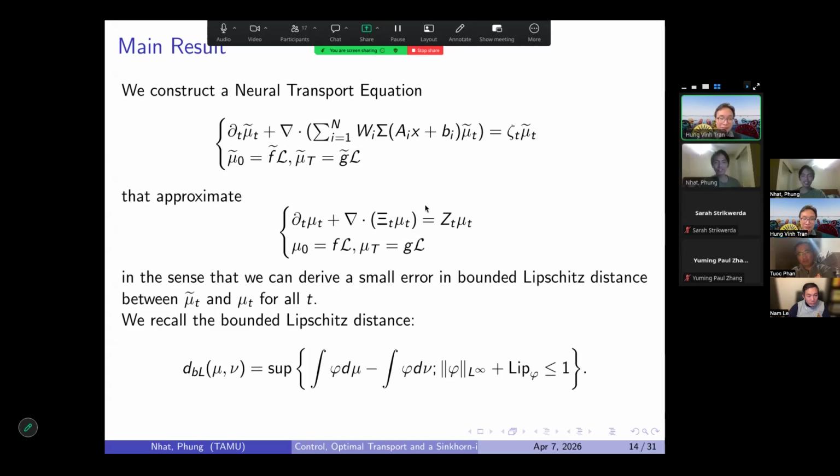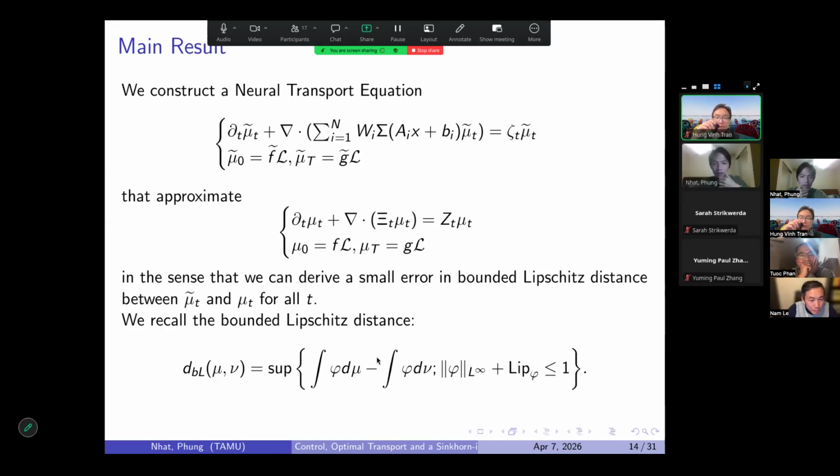Thank you for the question. What we want to obtain is that the solution will converge to the exact solution, and so in a sense, of course, the two also converge to each other. And about the bounded Lipschitz distance, it's actually a metric for the weak convergence of measures.